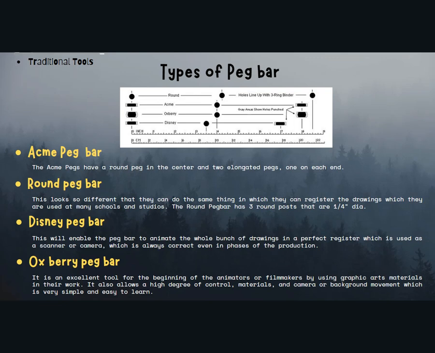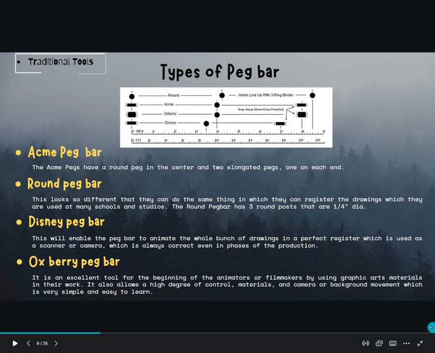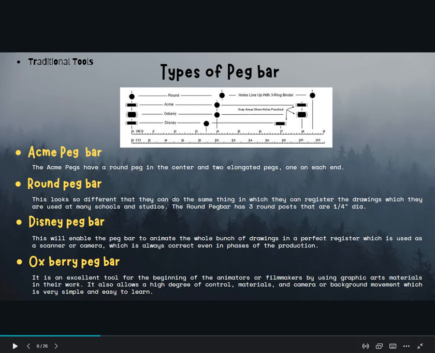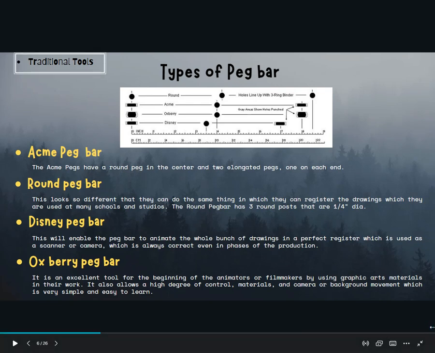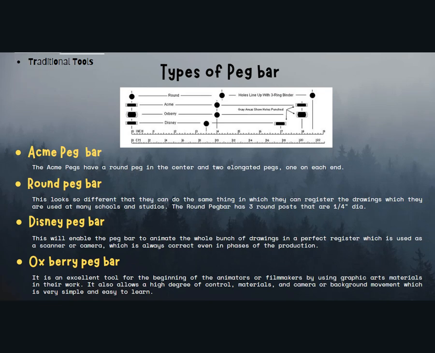The Acme peg bar has a round peg in the center and two elongated pegs, one on each end. Here is the illustration. Then we have the round peg bar. It looks different, but it can do the same thing, in that it can register the drawings, and it is used in many schools and studios. The round peg bar has 3 round posts.